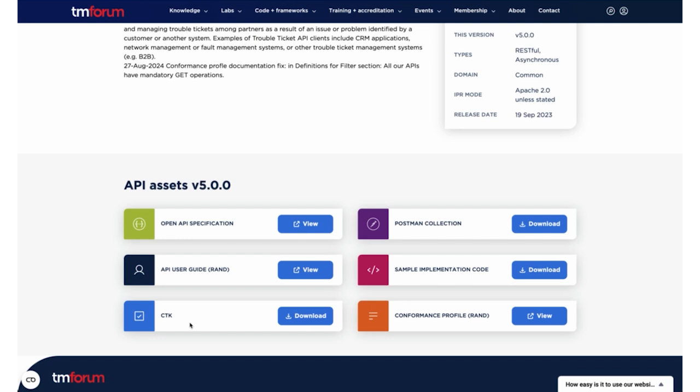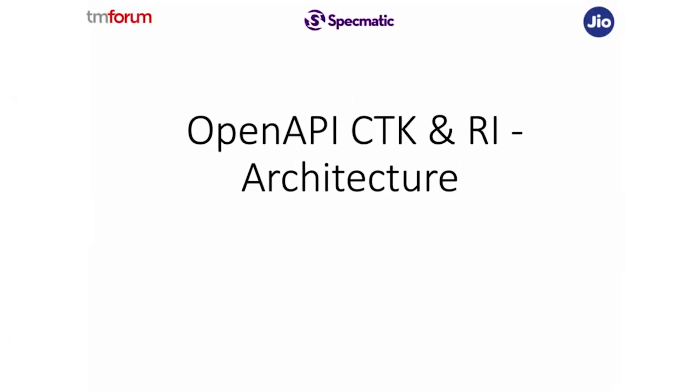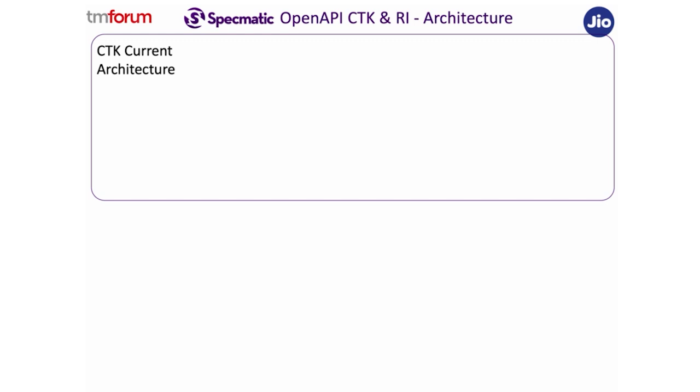So as we were looking at this, we thought that this is amazing work, but there is some room for improvement in terms of the architecture of the CTK and RI and also with the speed with which we will be able to build these out. So that's what I'm going to quickly try and cover in this demo. Okay, let's jump in and look at the architecture and see what are the challenges that we found and how we have tried to improve them.